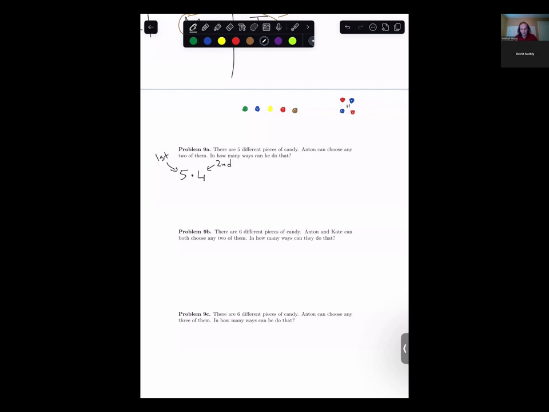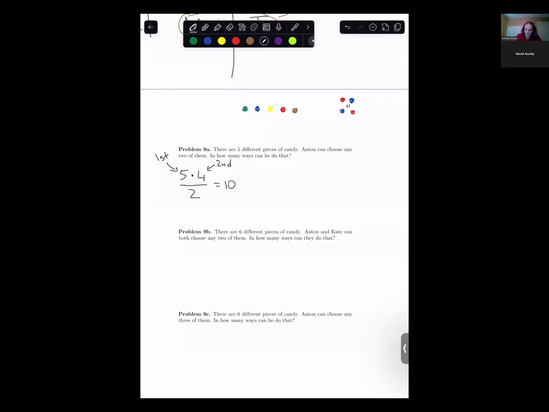So if we multiply 5 times 4, we count in how many ways we picked the first and then the second. But you see, if I first picked red and then blue, it's the same two candies as if I first picked blue and then red. So similar to the previous problem, what we need to do now is to divide by 2. Yeah, so that's going to be 10.